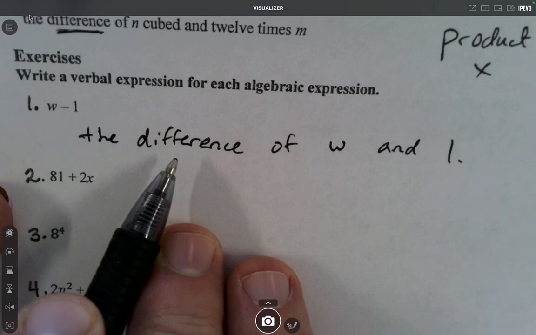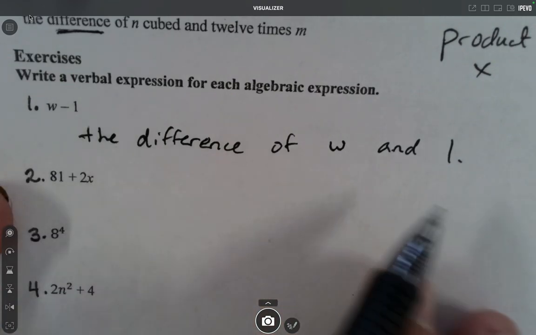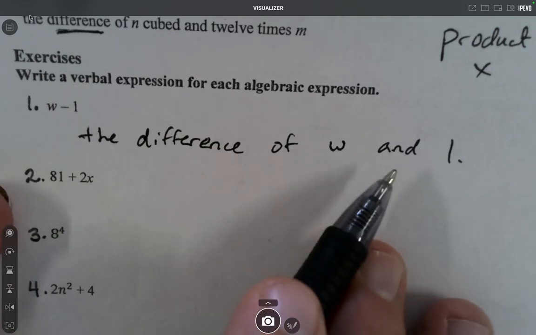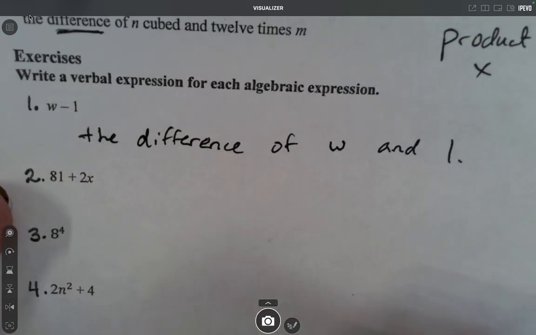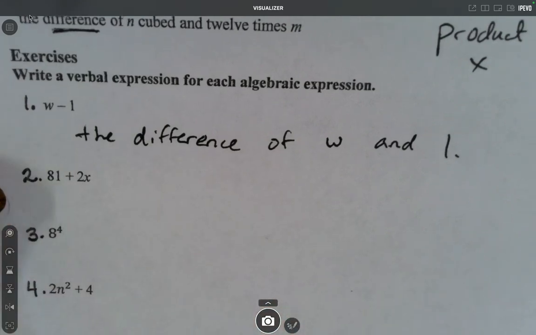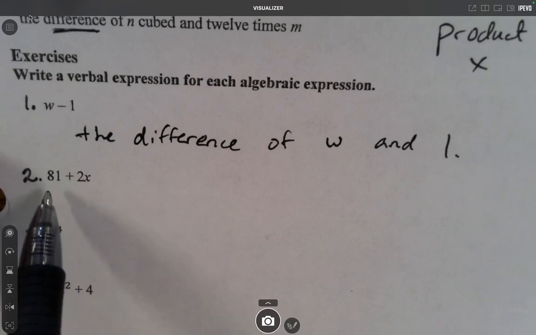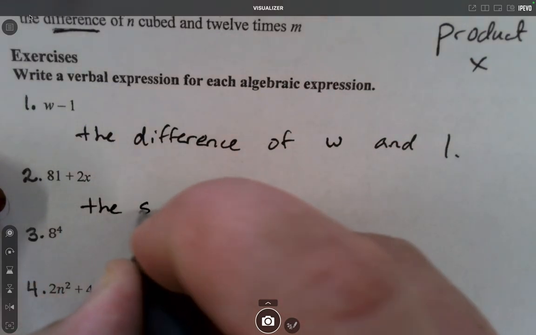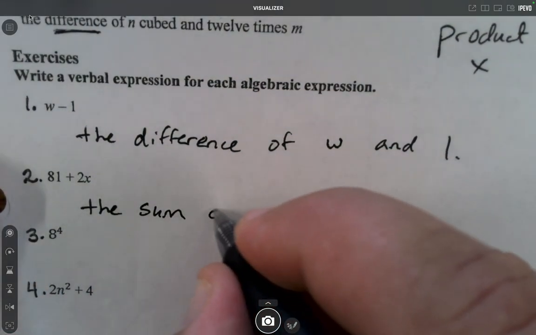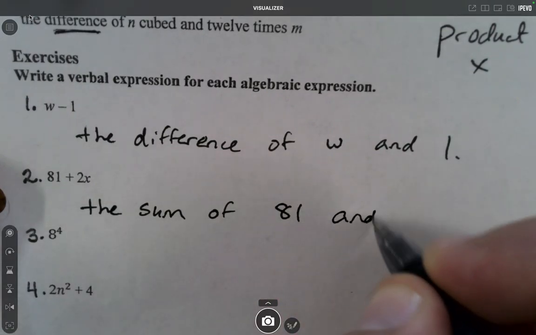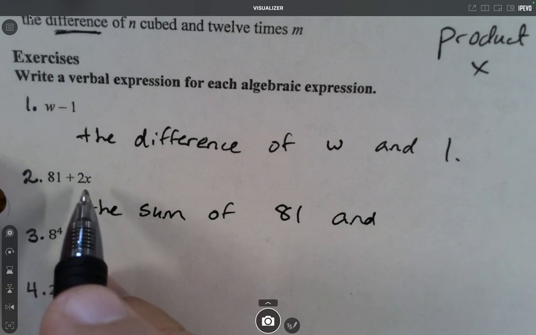So difference is what we write because we're subtracting. And we just write and in between the two things that are being subtracted. So don't say minus or subtracted, because that's like saying the same thing twice. You're already pointing out the subtraction with the word difference. So in number 2, the main operation here is the addition. That's what's connecting the 81 and the 2x. So since we're adding, we would say the sum of 81, and for this we have to say 2 times x.